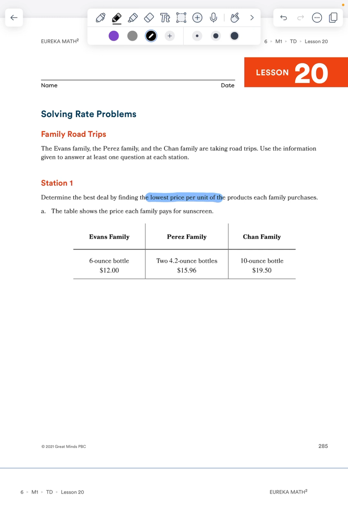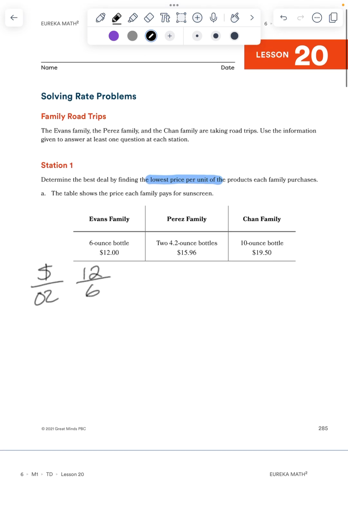So if we look at the first one, a 6-ounce bottle for $12. So we're finding the unit rate, dollars per ounce. So we're going to do $12 divided by 6, and so this family is paying $2 per ounce. So their unit rate is 2.